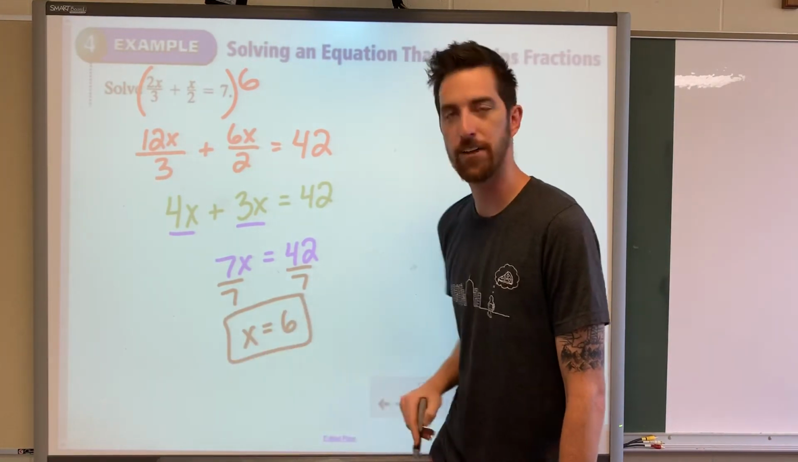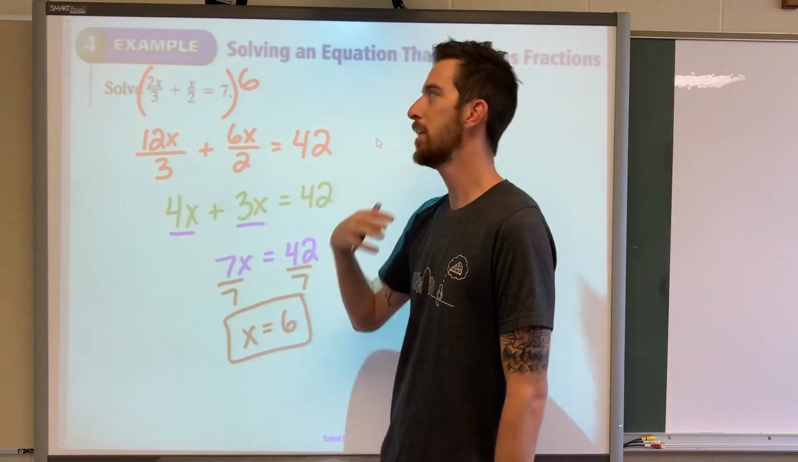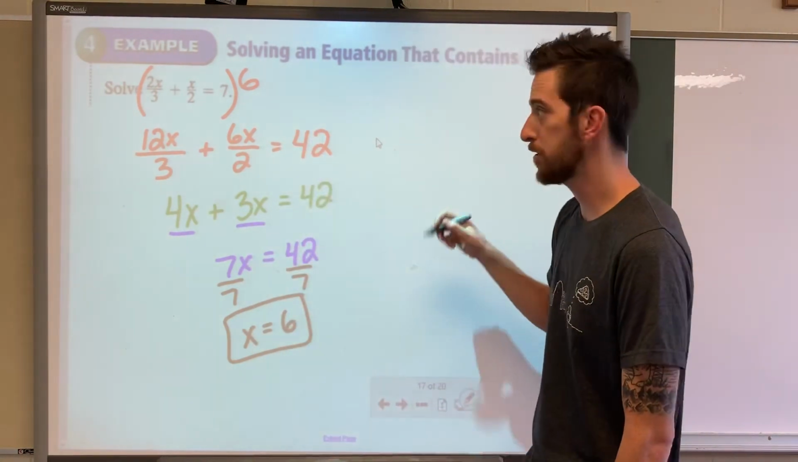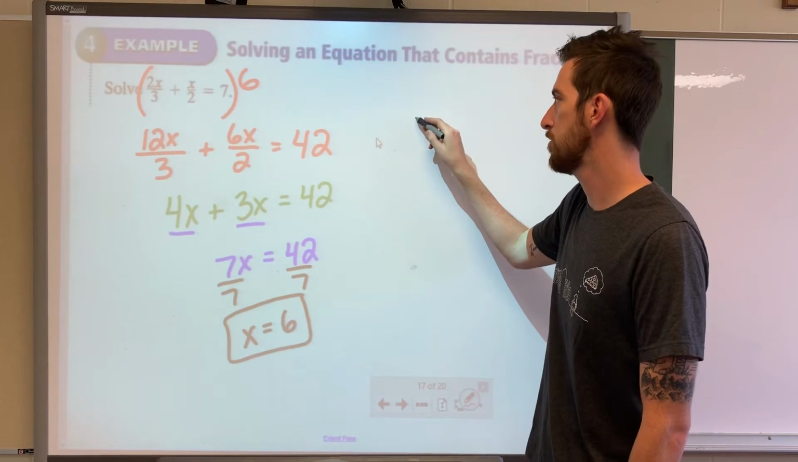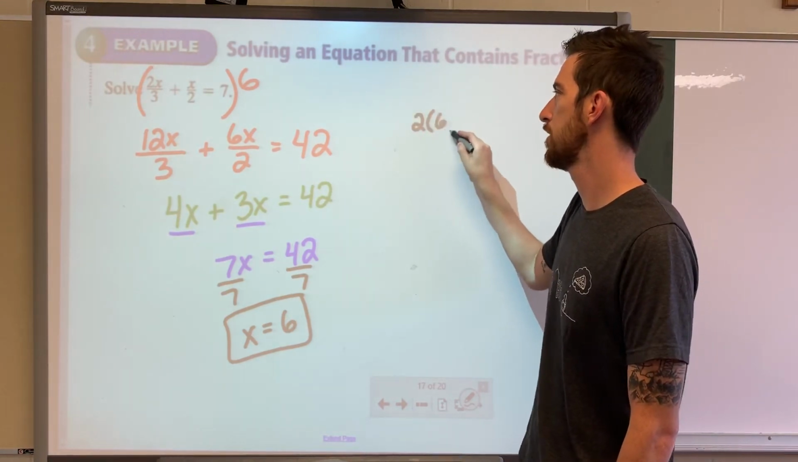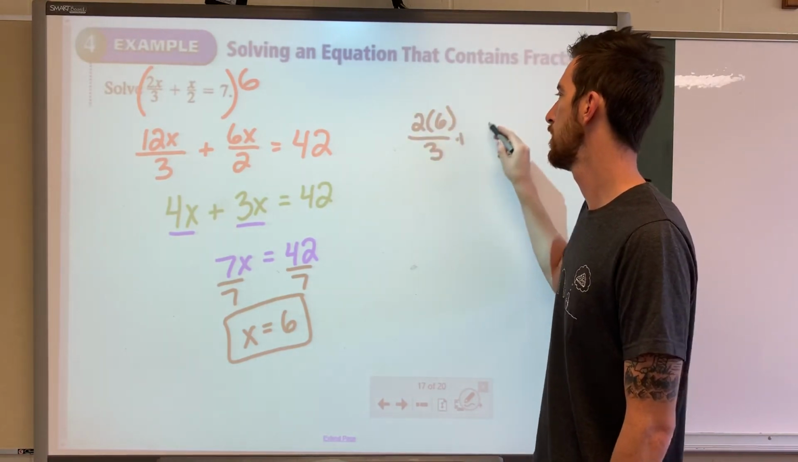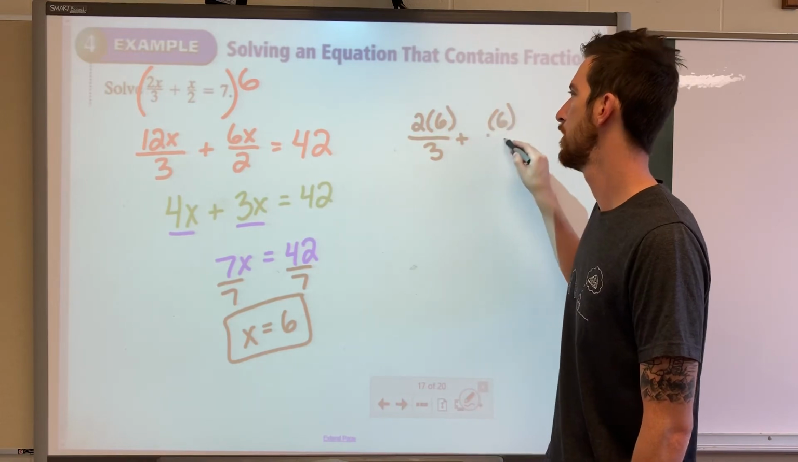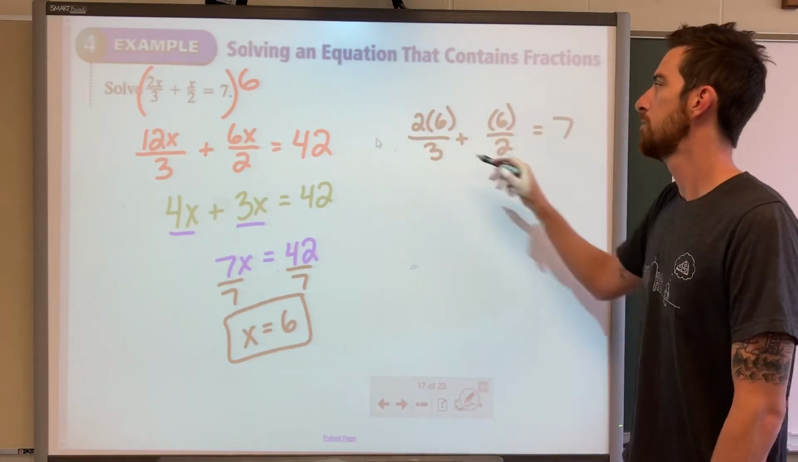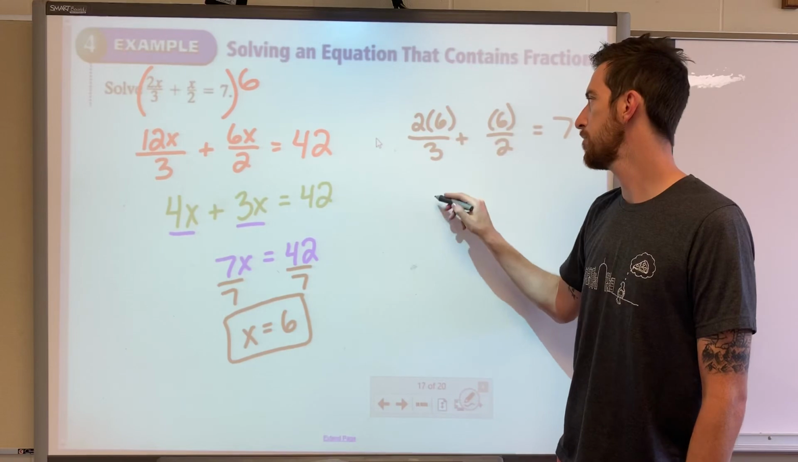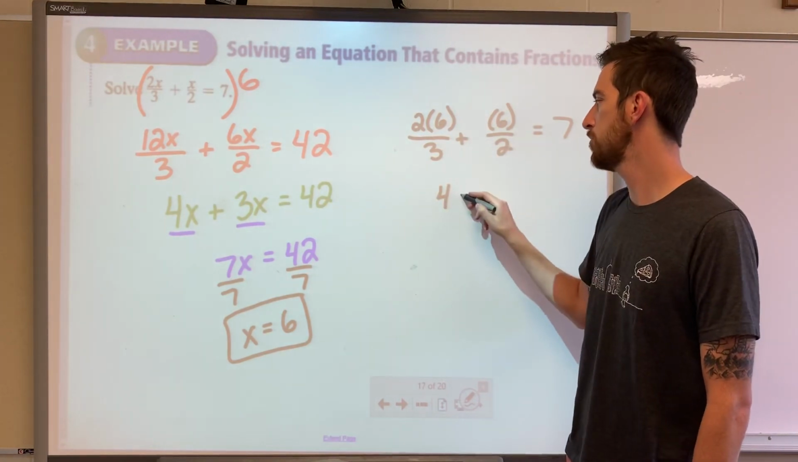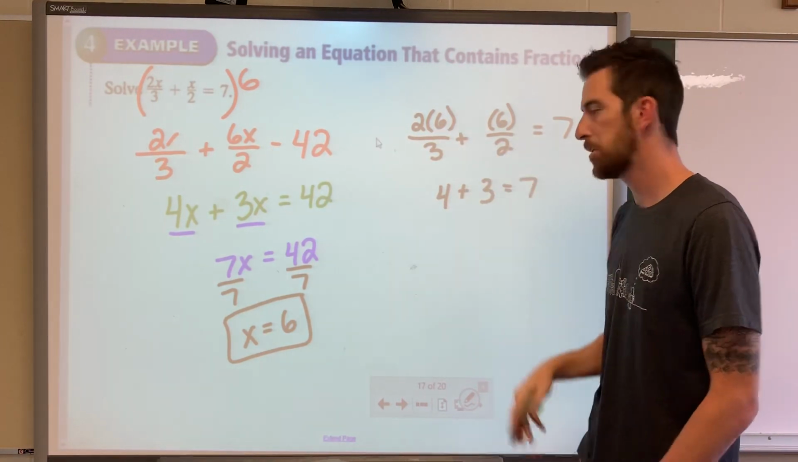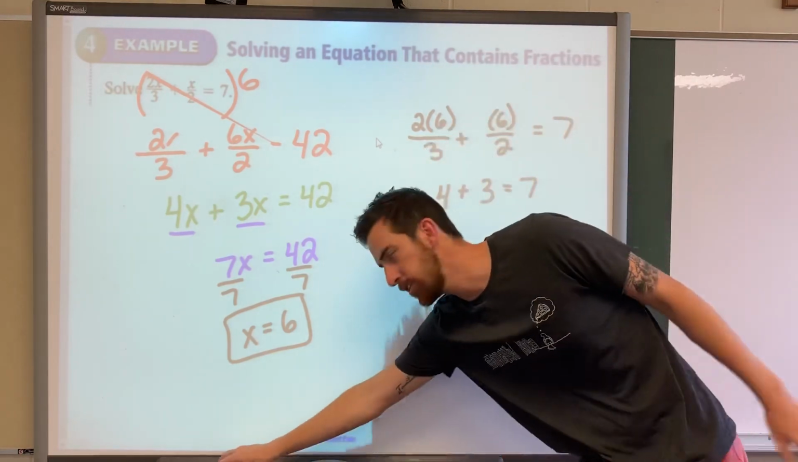Now, if you ever have extra time, you should always take these answers and set them back into the original equation to make sure it works. So if x was 6, two times 6 is 12, divided by 3 is 4, 6 divided by 2 is 3, 4 plus 3 is 7. Great. It's always good to check your answer.